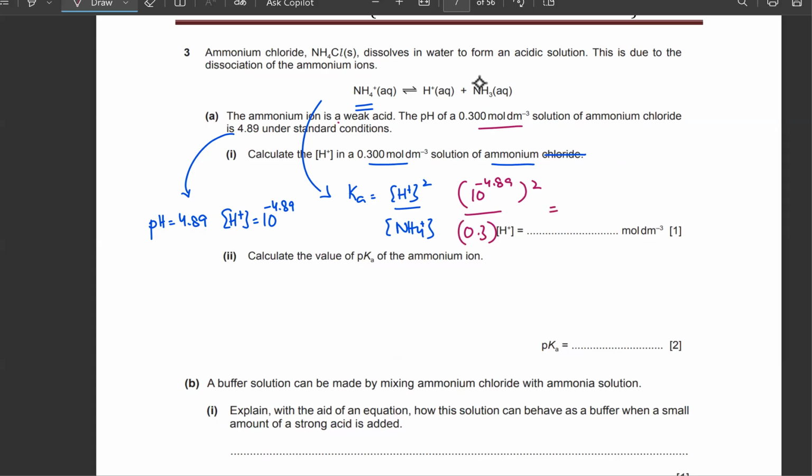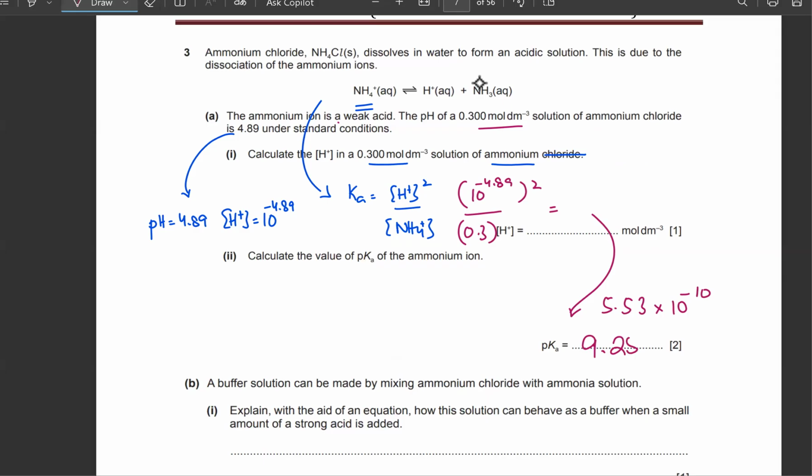So what is the Ka value that you're getting? 5.53 multiplied by 10 to the power minus 10. And what is pKa that you're getting? Take the negative log of this. What do you get? 9.25.